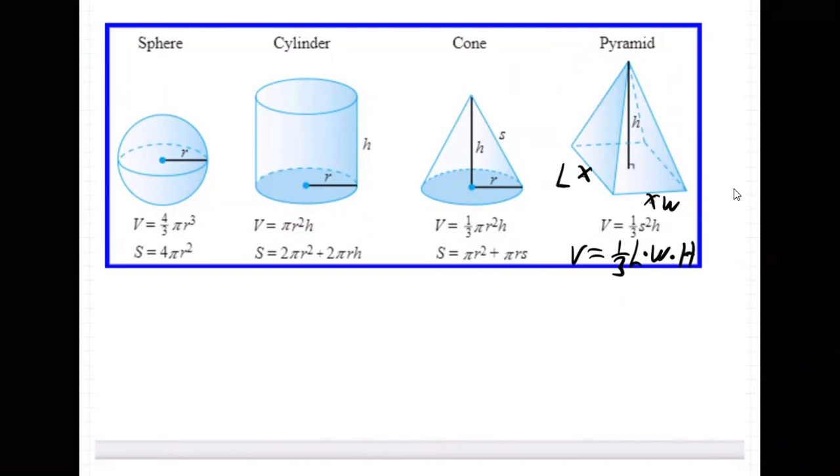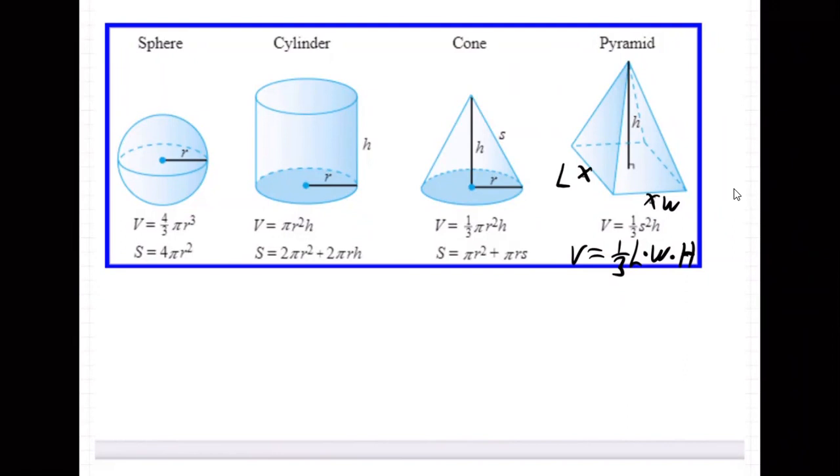That'll be easier. They had an example where the base was a square, so they just called it s squared, but they're not always squares down there. So I'm going to call it 1/3 length times width times height. I think it would benefit you to add that formula for volume on your notes. And I'm going to try to change it myself too if I can later.